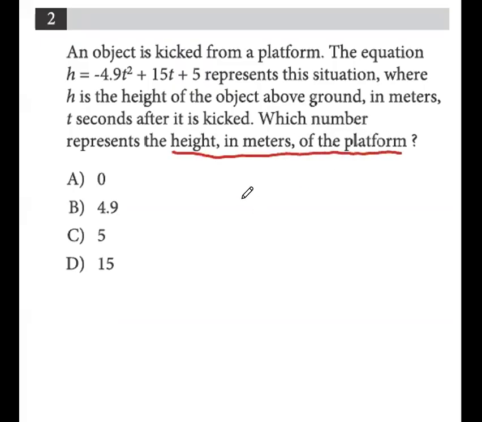So in that case, this is the height after t seconds after it is kicked. So in this case, that's this part. So that means the original height is the plus 5. So in this case, the height in meters of the platform is just 5, which is actually C. And t seconds after it's kicked, it changes by these other values.